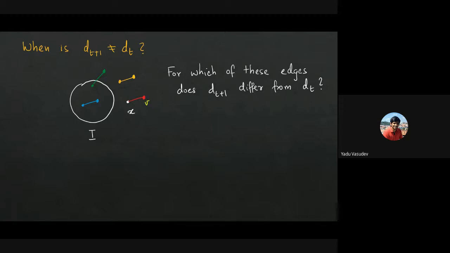So it is possible that you will remove X and add V, in which case it will just fall inside, and then dt plus 1 will actually reduce, right? I mean, the intersection. So that can change, right? Is there any other edge that can possibly change?